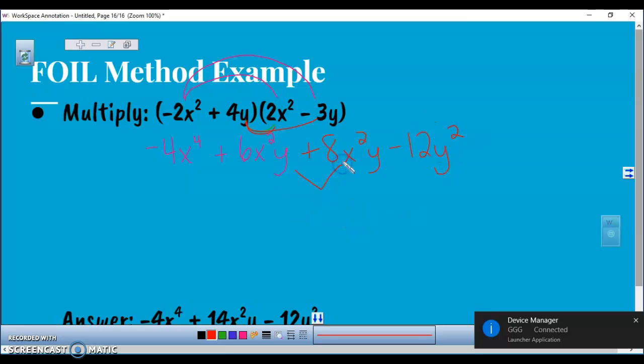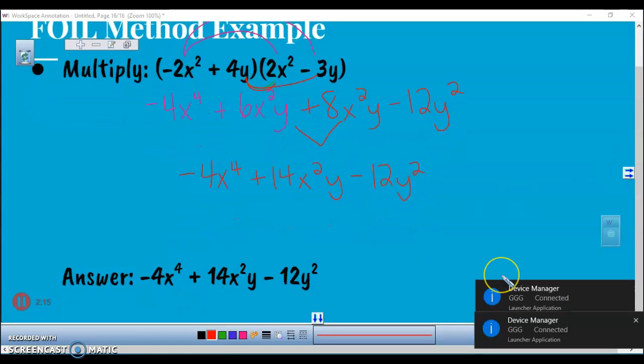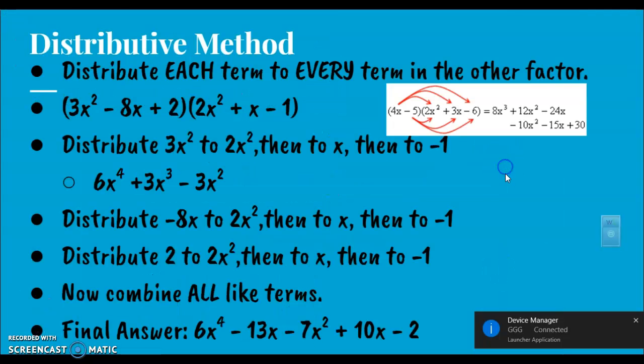I'm still going to combine like terms here. These are exactly alike. So negative 4x to the fourth plus 14x squared y minus 12y squared. And I could check this and make sure I have the right answer, and I do. So that is the FOIL method.